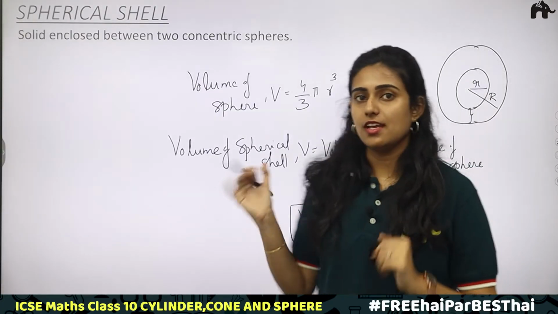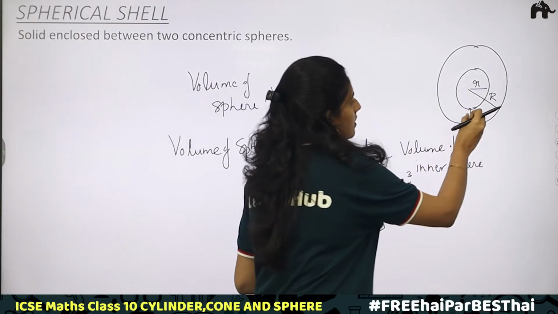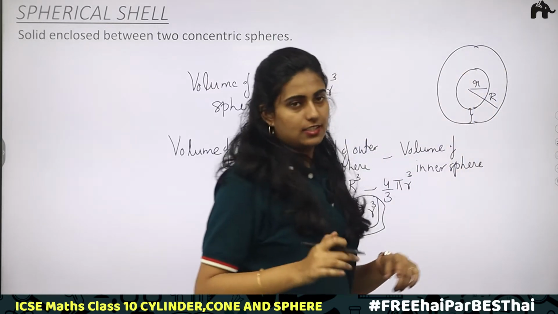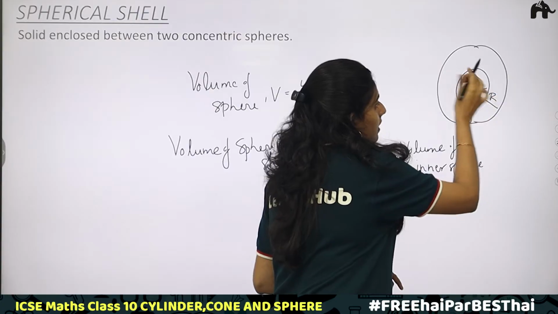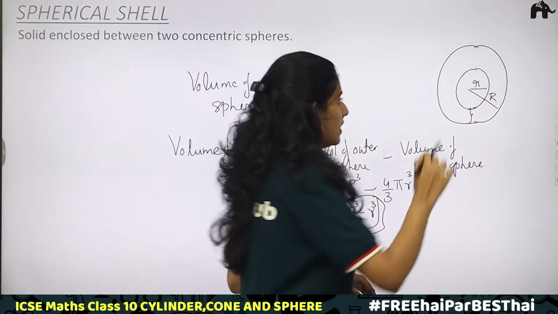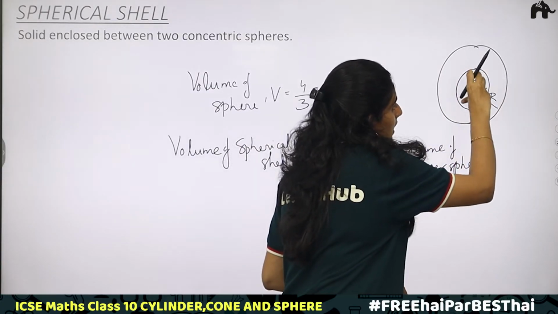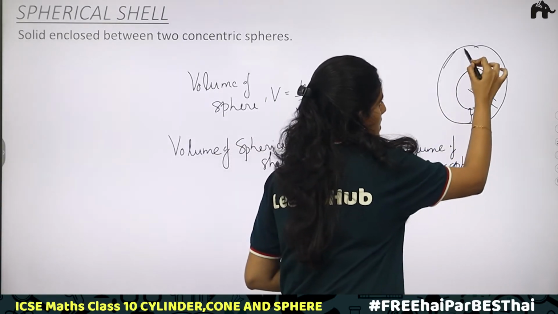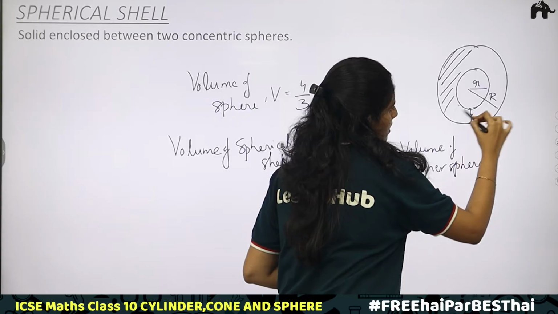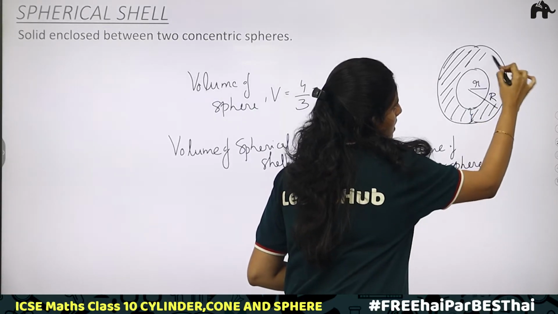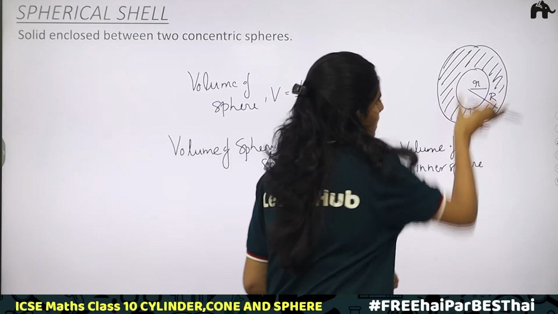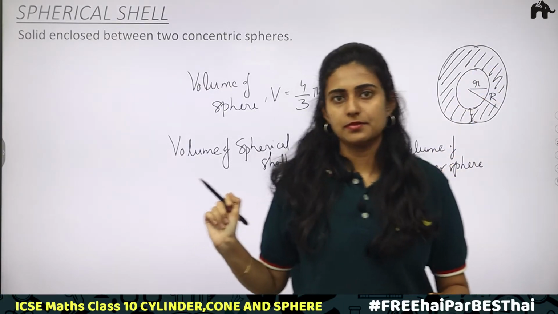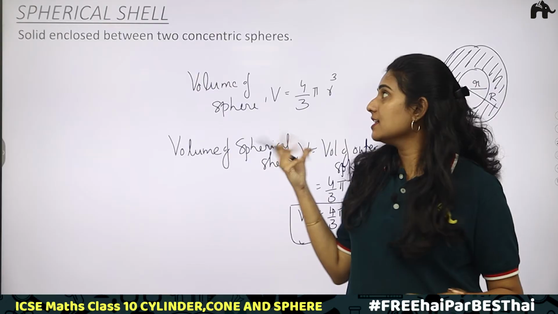Remember here, in the case of a spherical shell, you can never fill in the space inside the smaller sphere. So this is the required region. I am shading it. The capacity and volume is determined for this region. So that is the case with the spherical shell.